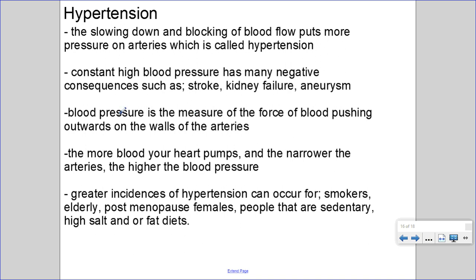Hypertension now is a slowing down and blocking of blood flow, and when this happens, it will put more pressure on the arteries, and this is what's called hypertension. Constant high blood pressure has many negative consequences, such as a high risk of stroke, kidney failure, or aneurysm. Blood pressure is basically the measure of the force of blood pushing outwards on the walls of the artery. The more blood your heart pumps, and the narrower the arteries are, the higher the blood pressure. Greater incidences of hypertension can occur for smokers, elderly, postmenopausal females, people that are sedentary, and people with high salt and high fat diets.